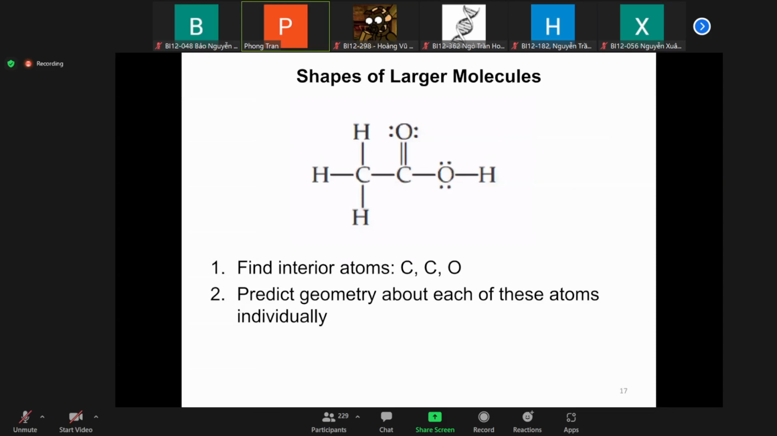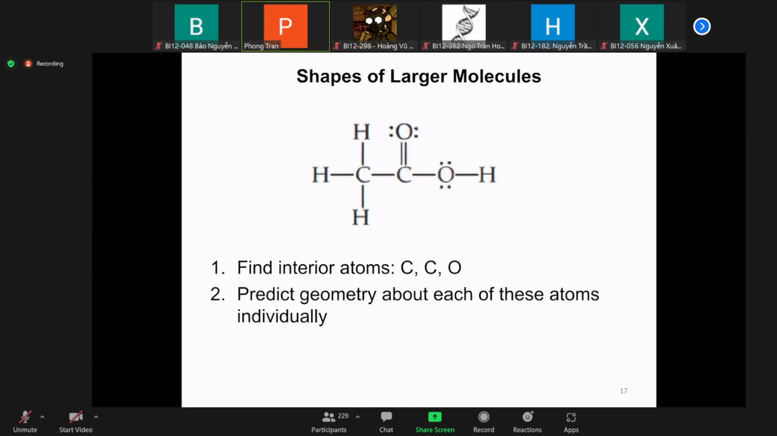So in the case where you have larger molecules, this molecule is still very small, acetic acid is quite small, but larger than CH4. We first look at the interior atoms, that means the central atoms. Here, in this case, you will have carbon and oxygen. So instead of looking at the geometry of the whole molecule, we should look at the geometry around each interior atom, carbon and oxygen. So you can predict the geometry for each atom individually. Okay.